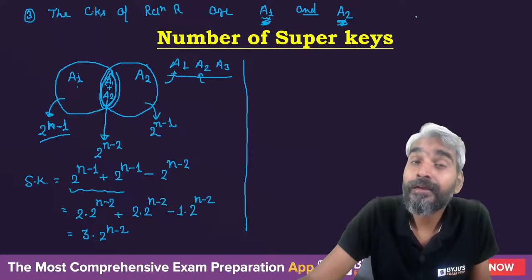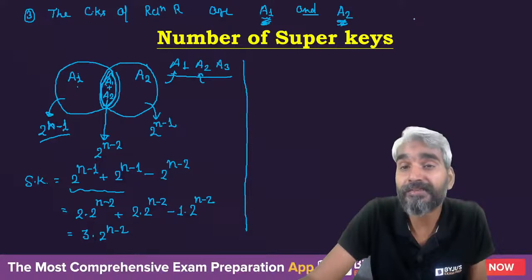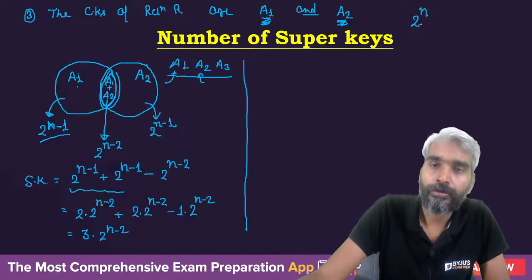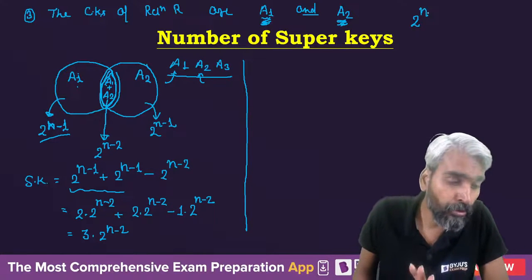So how many subsets are possible of n elements? The total number of subsets possible out of n elements is 2 raised power n.